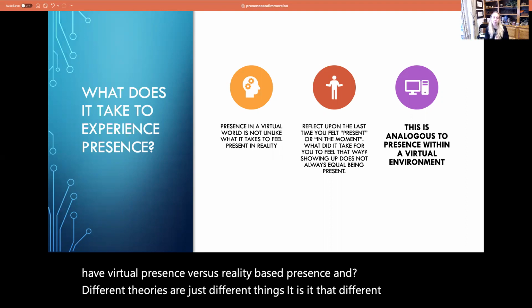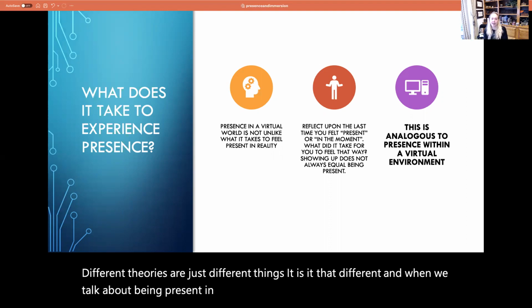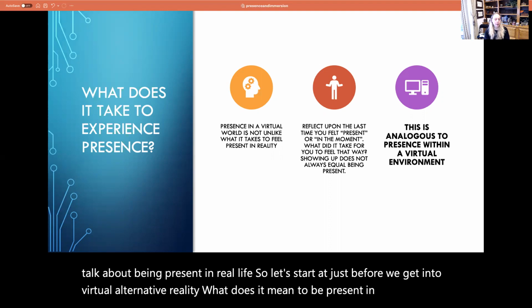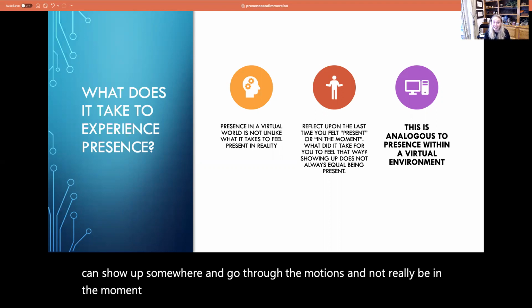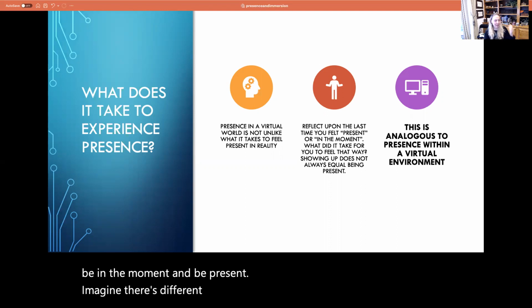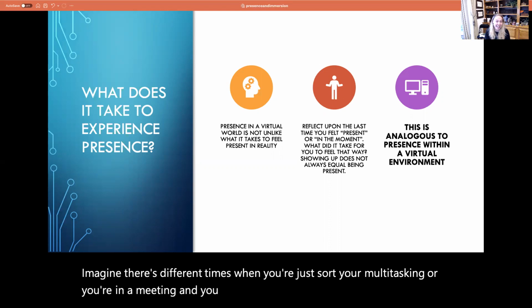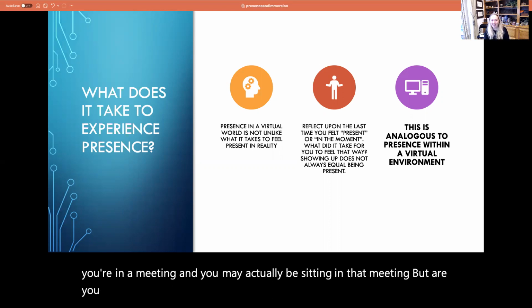And when we talk about being present in real life, so let's start at just before we get into virtual or alternative reality, what does it mean to be present in real life? You can show up somewhere and go through the motions and not really be in the moment and be present. Imagine there's different times when you're multitasking, or you're in a meeting and you may actually be sitting in that meeting, but are you really present? Are you really taking everything in? Are you in the moment?